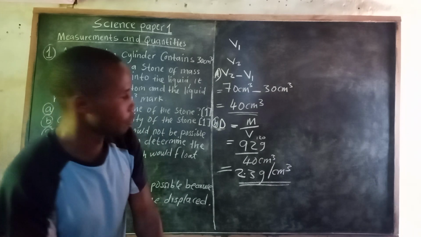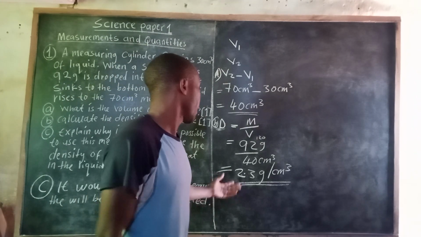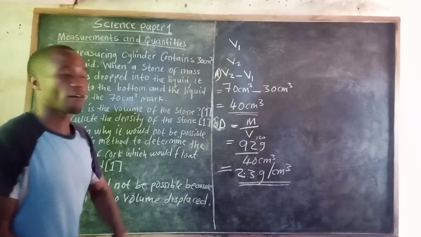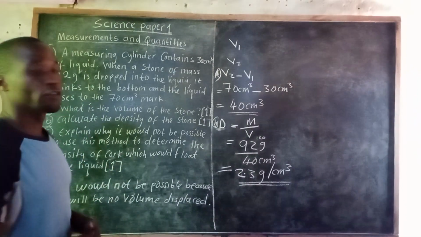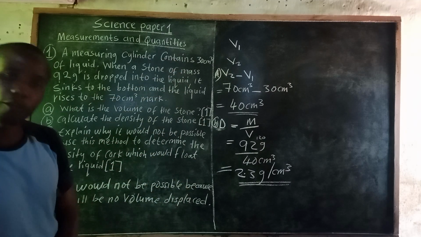If you don't have a volume, you can't find the density of a particular object. Now, if you have volume and mass, then it will be very easy for you. Remember, for you to find the density, it is mass over volume.